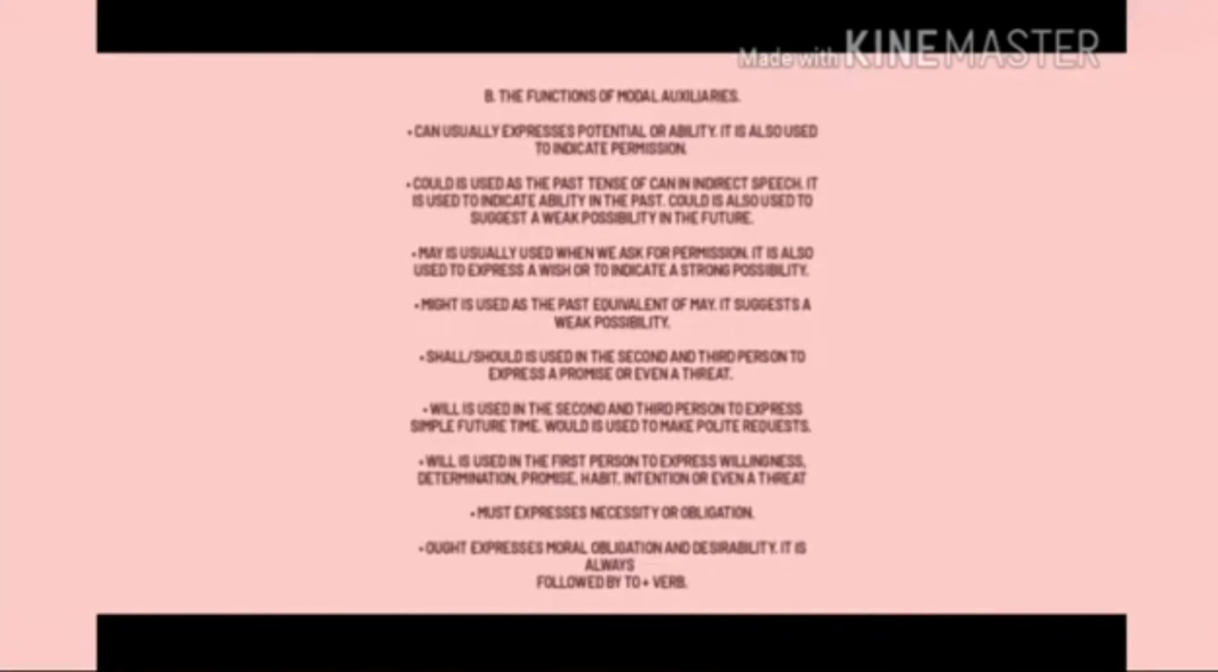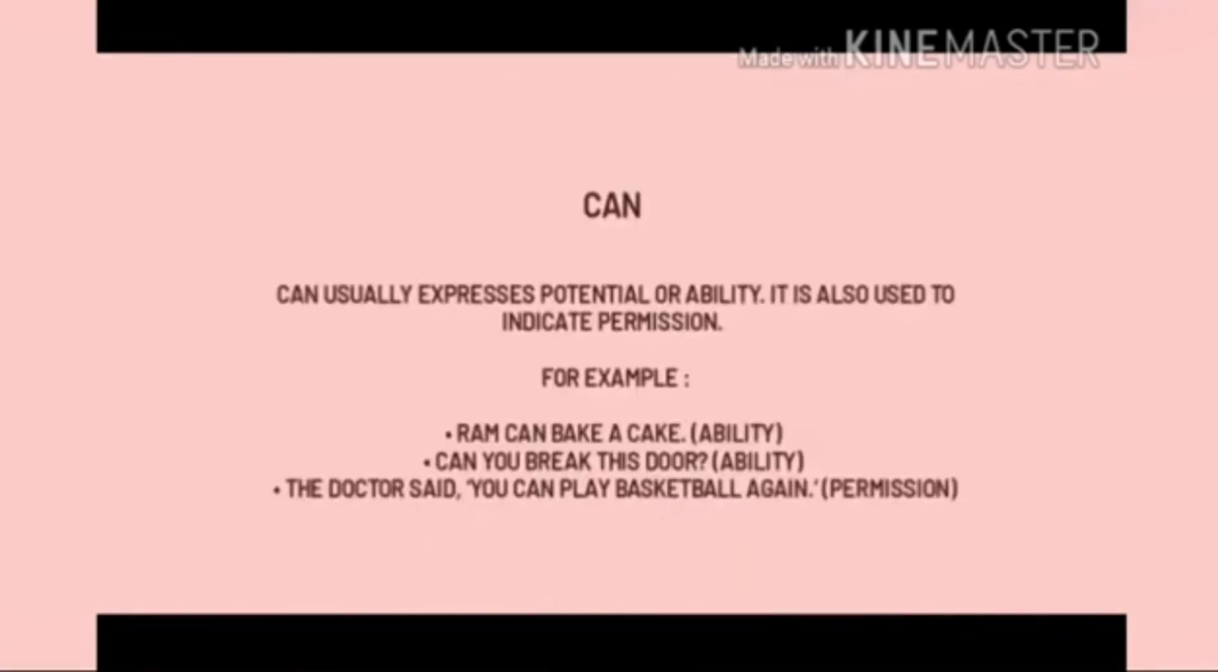Next, the function of modal auxiliaries. Can usually expresses potential or ability. It is also used to indicate permission. For example, Ram can bake a cake. This is ability. Can you break this door? This is ability. The doctor said, you can play basketball again.